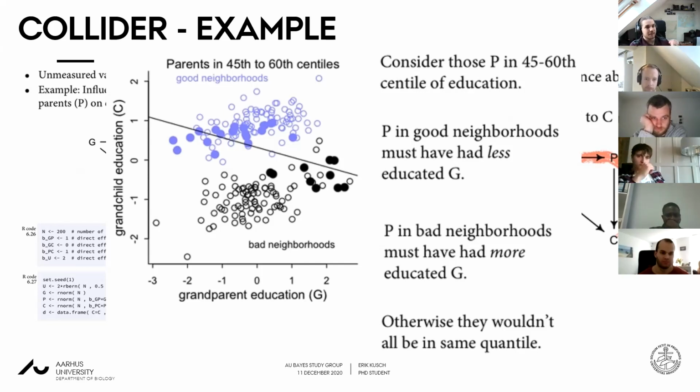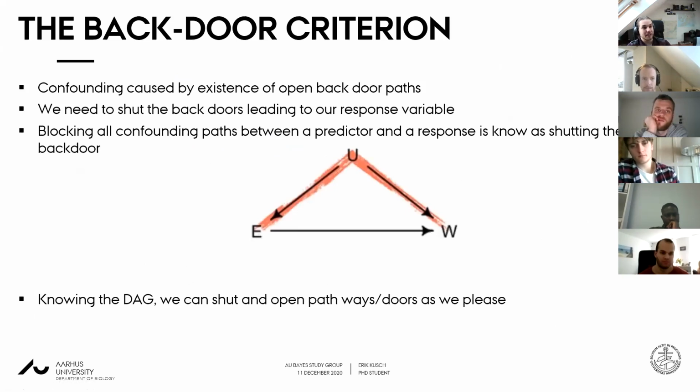And for that effect to take root in a bad neighborhood, you have to be much higher educated than you have to be in a good neighborhood. And that's how that unmeasured variable really confounds what it is we're looking for. So again, we need to identify which backdoors to shut, what even are backdoors, and how to move on from there in variable selection.